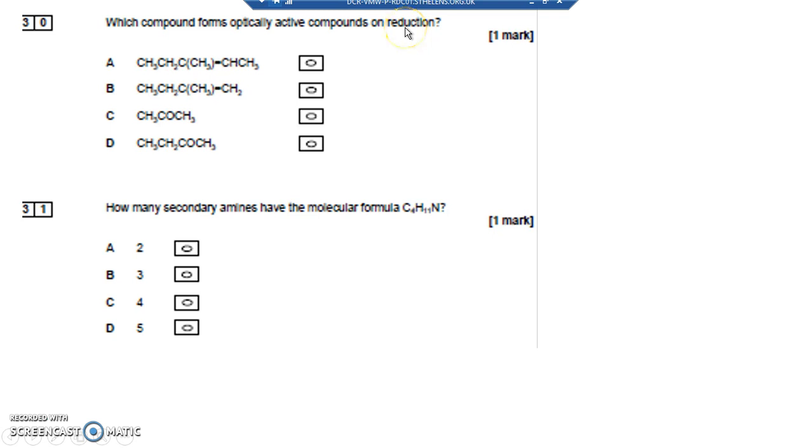Reduction is reaction with hydrogen. So what would happen on A? There's a double bond there, so if hydrogen were to join onto this side of the double bond, this carbon or this carbon, then this carbon would have a methyl group, an H. On this side there'd be CH2CH3. So that carbon would have a methyl group, a CH3, an H, a CH2CH3 and a CH2CH3. It's got 2 groups the same.